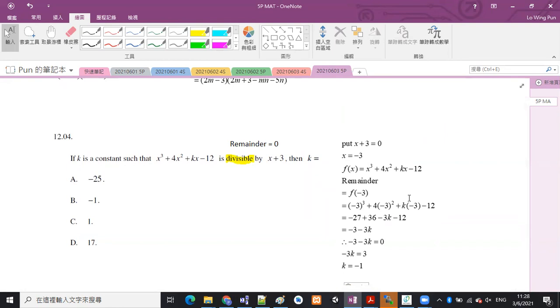Can you find where is the concept in my solution? What is the concept I have used? Remainder is equal to f of a number. Okay, that number is calculated from this x plus 3. When you set x plus 3 to 0, then this number will be the number to put into f to calculate the remainder. And also, the keyword divisible means that the remainder is equal to 0. So I can set up an equation involving the unknown k to calculate the value of k like this. Can you see?